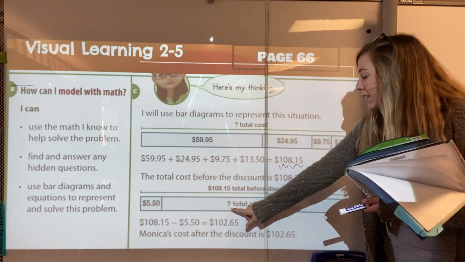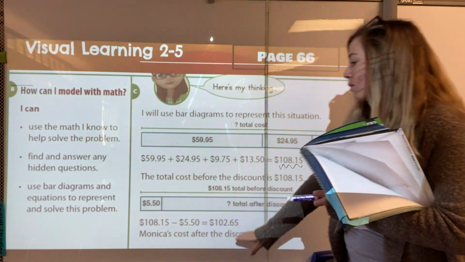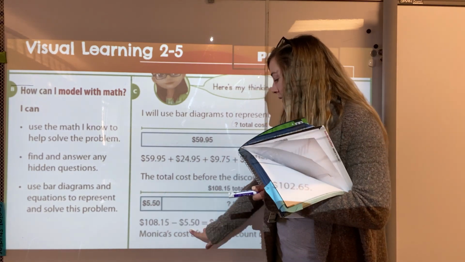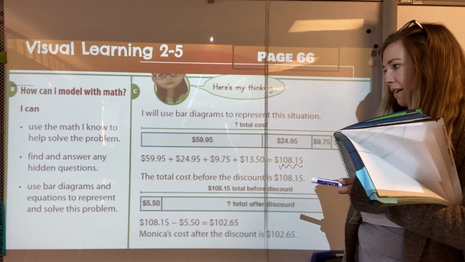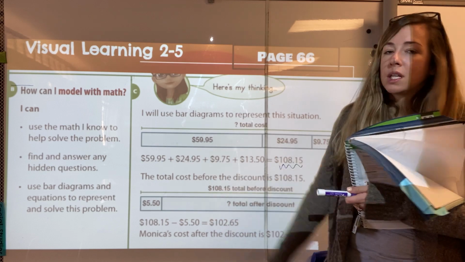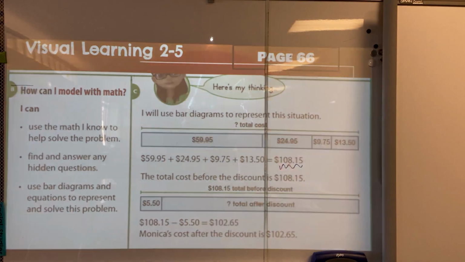Okay, so now I need to find the total amount after she gets that $5.50 off. So we would take our 108 up here, subtract what's in our bar, $5.50, and we get the $102.65. And the bar diagrams just really help us map out what we need to do in those multi-step problems. Let's try one together.